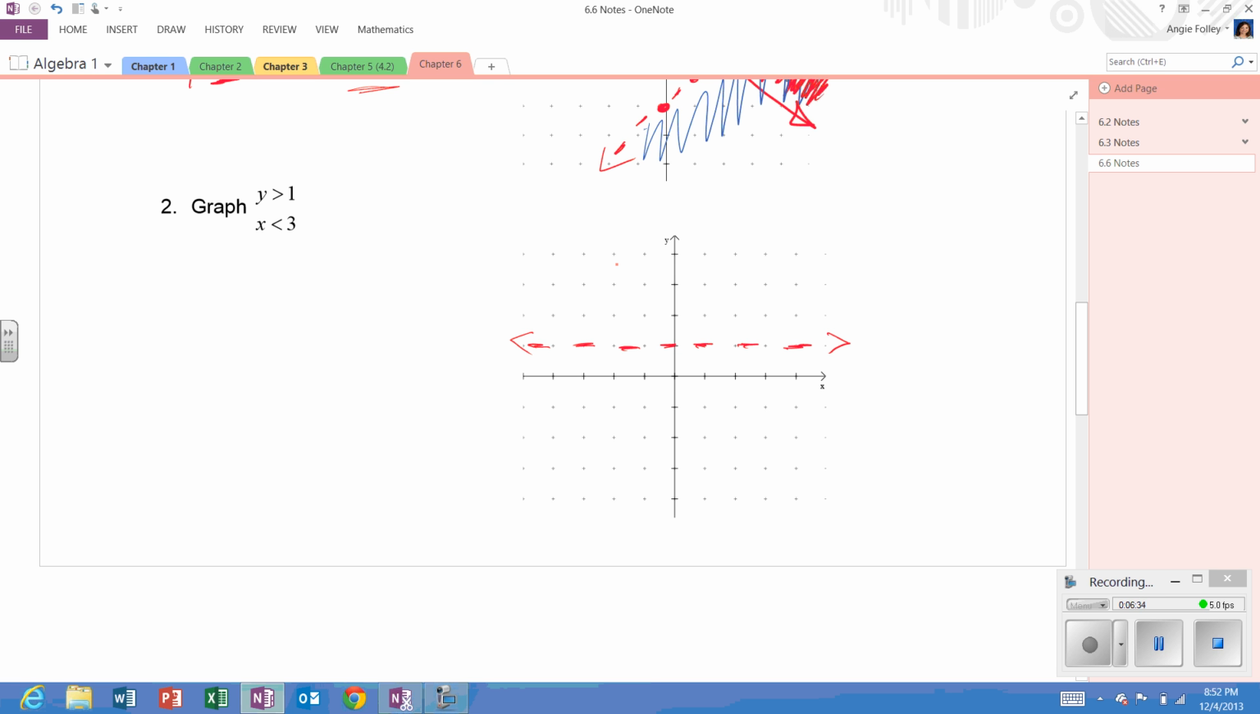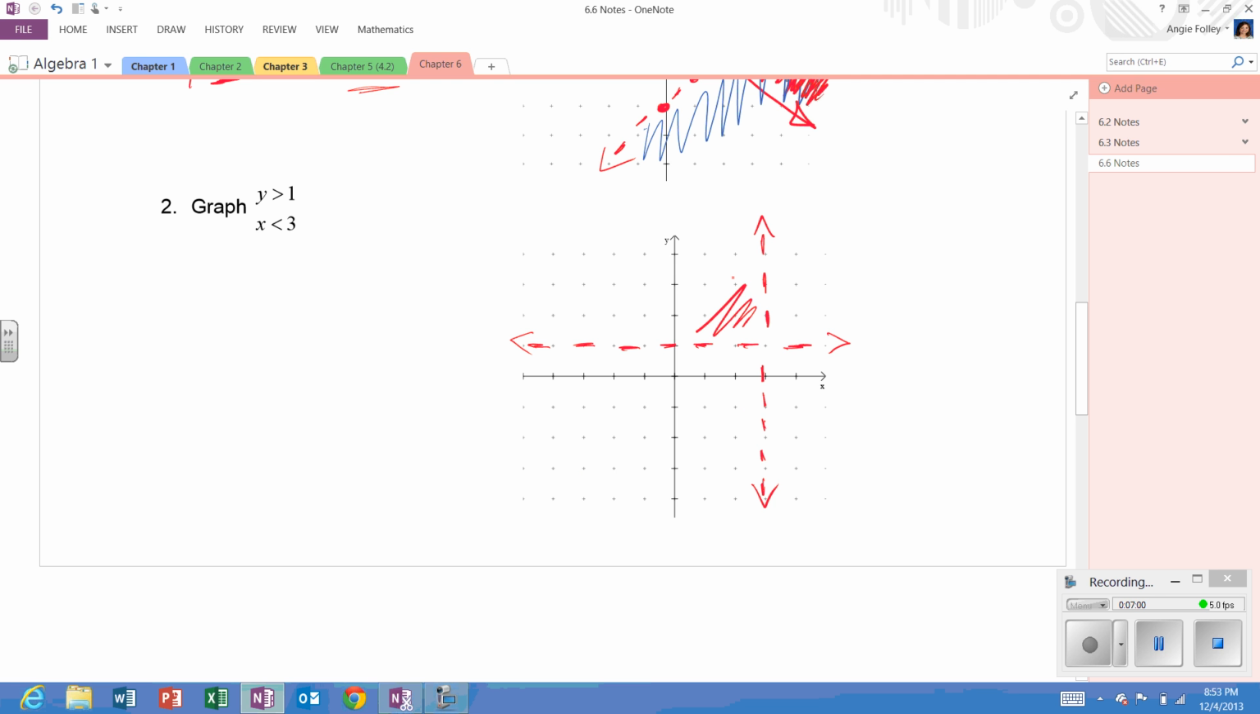If y is greater than 1, we know it would technically be everything above. But we've got to figure out now with our second equation what part overlaps. So our second equation is x is less than 3. We need to go over to x equals 3 and also do a dashed line, because it's the less than symbol. It's not equal to.